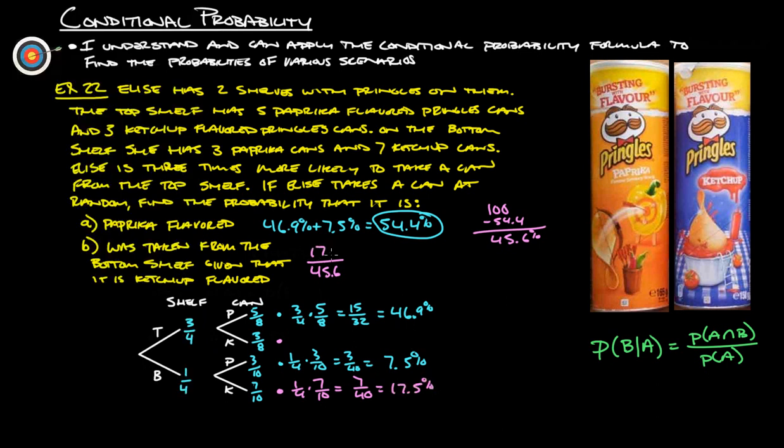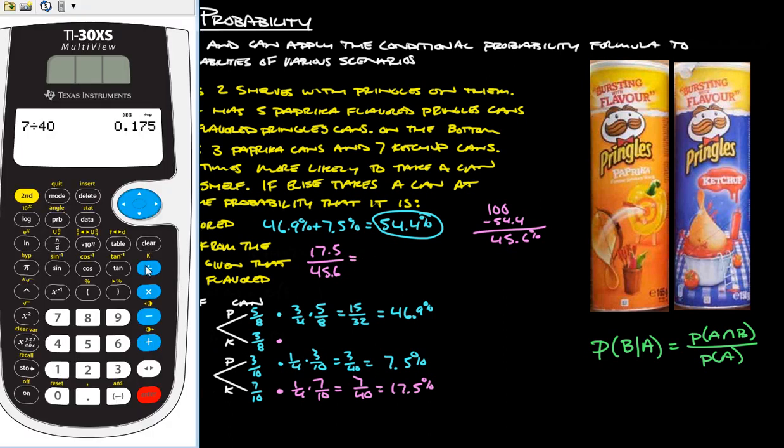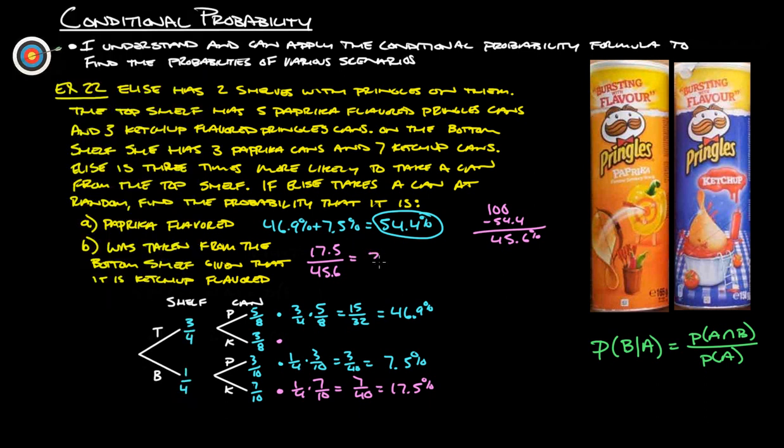Right, so we would need to take 17.5 and divide it by 45.6. Oh, rats, I did that wrong. So let's do 17.5 divided by 45.6. There we go. That'll give us a better answer: 38.4%. A 38.4% chance that the randomly selected can was taken from the bottom shelf, given that it was ketchup flavored.